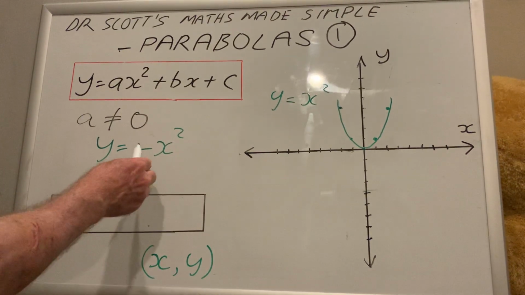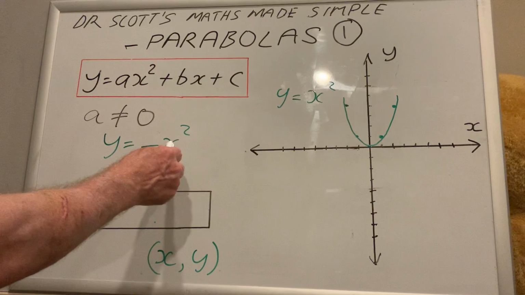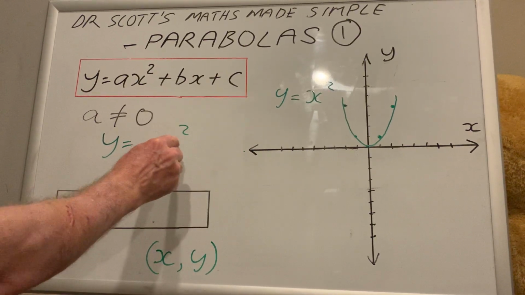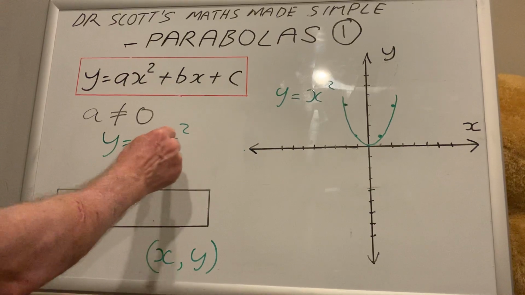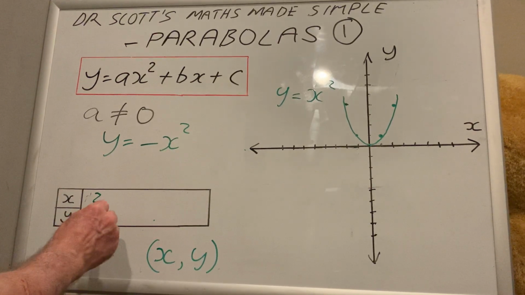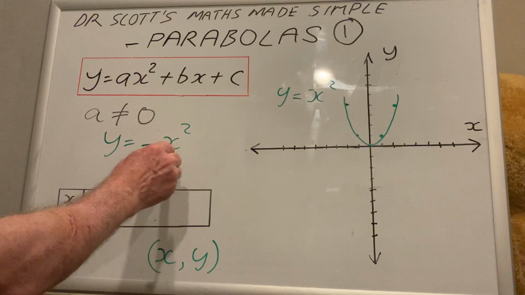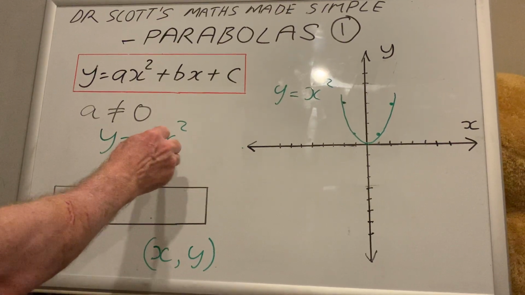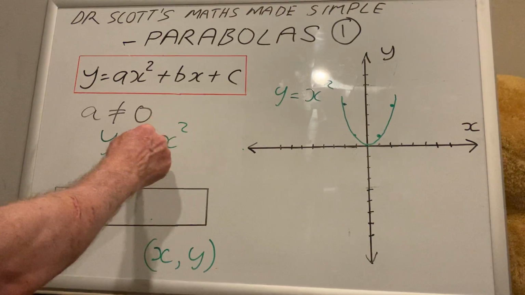So if x equals 2, 2 squared is 4, but it's a negative 4. So y equals negative 4. X equals 1. 1 times 1 is 1, and negative x squared, so it's negative 1.